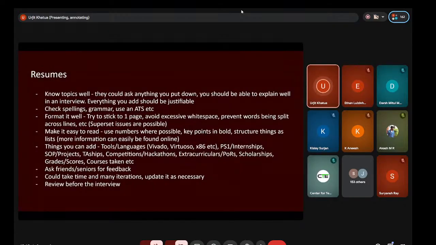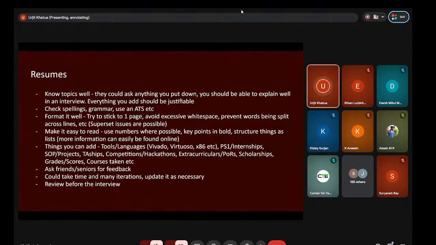I would suggest that you check your spellings, your grammar, things like that, and also format things properly. Superset, I think, has some issues where, for example, it tries to split words on different lines, and things like spacing, it doesn't do very well. So I would recommend, don't spend too much time on this, but if you can make things better, do it. One important thing is that it should be easy to read.